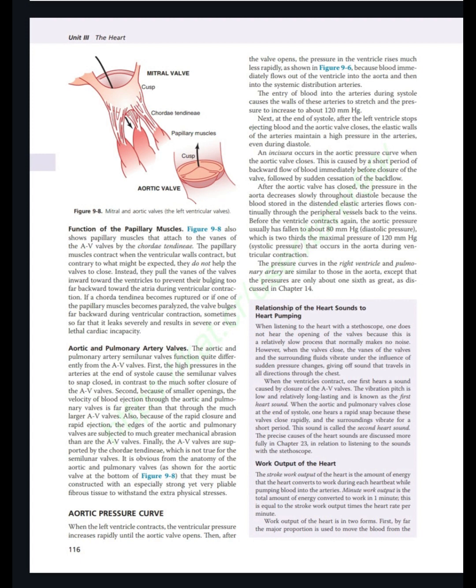one first hears a sound caused by closure of the AV valves. The vibration pitch is low and relatively long lasting and is known as the first heart sound. When the aortic and the pulmonary valves close at the end of systole, one hears a rapid snap because these valves close rapidly and the surroundings vibrate for a short period. This sound is called the second heart sound. Just highlight till here. Then read work output of the heart.